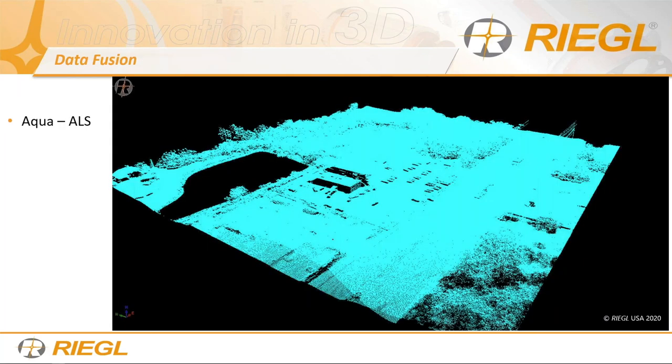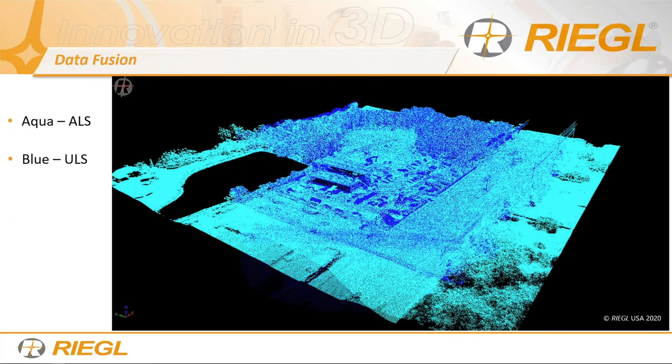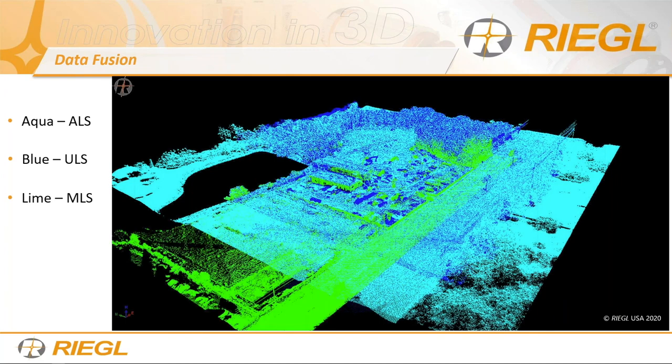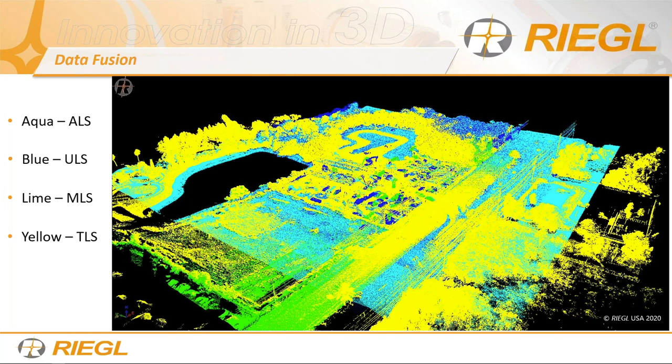So here, I did it to all three mobile platforms. You can see this is before adjustment. This is the beginning stage of our data fusion. You have your aqua, which is your ALS. Then you have your blue, which is ULS. And you have your lime, which is MLS. And then, of course, your terrestrial LiDAR data.